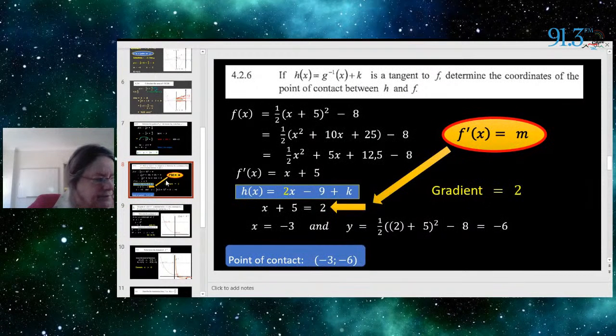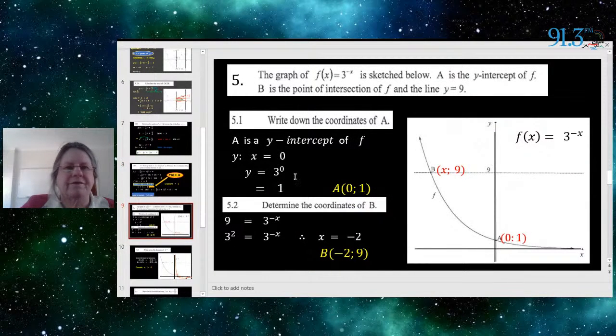Right, so that was 4 marks, and we ended with 4.2.6, and we are now done with question 4. Let's have a look at question 5. Now, question 5 has to do with inverse functions. So this paper has got 2 questions on inverse functions.